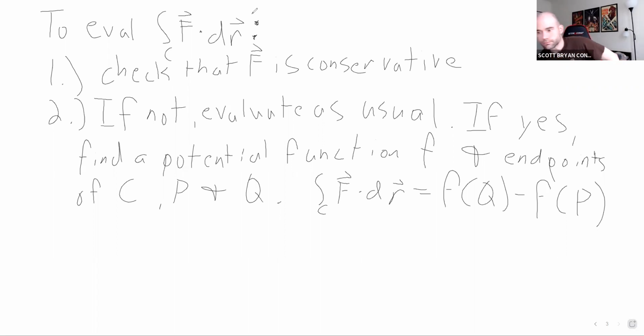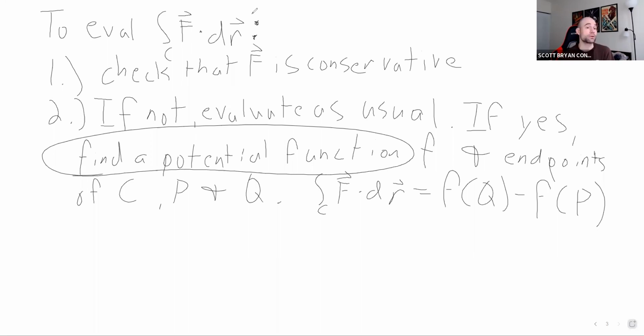Okay. All right, so it's this bit, finding the potential function, that we need to learn how to do. So let's look at how we do that. Okay, but any questions so far?